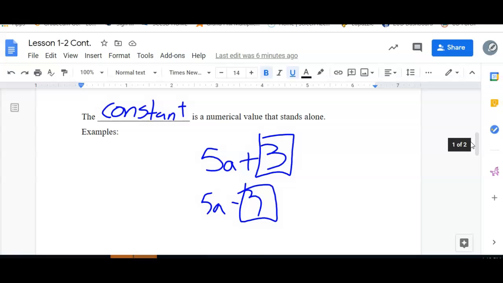Okay, I then want you, on your own, to turn over to the back, and I want you to identify these vocabulary words for the algebraic expressions given. I'll give you a couple of minutes, and then I'm going to go over them as a class.